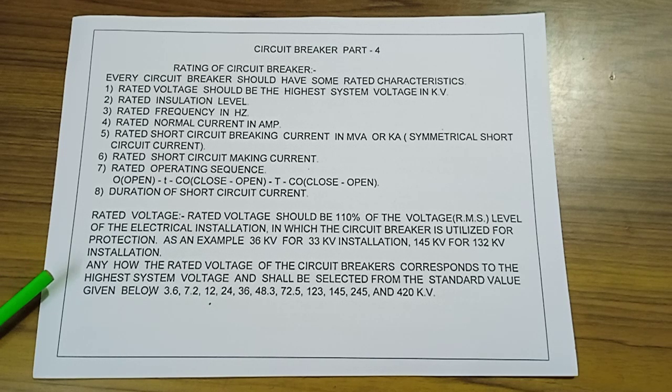Anyhow, the rated voltage of the circuit breaker corresponds to the highest system voltage and shall be selected from the standard values given below: 3.6, 7.2, 12, 24, 36, 48.3, 72.5, 123, 145, 245 and 420 kV. Okay, next.